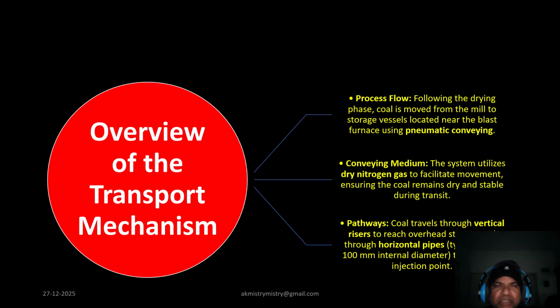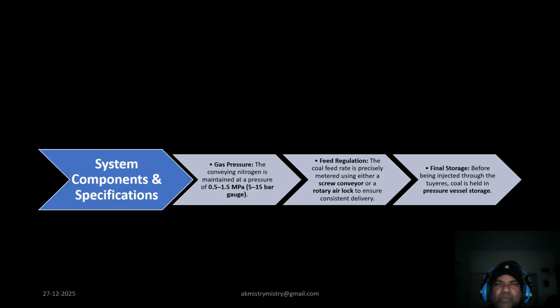pipes, which typically have an internal diameter of 50 to 100 mm. The precision is key in these operations. The nitrogen gas used for conveying is strictly maintained at a pressure of about 0.5 to 1.5 MPa, which is about 5 to 15 bar gauge.